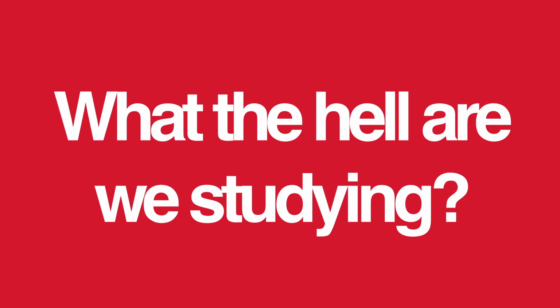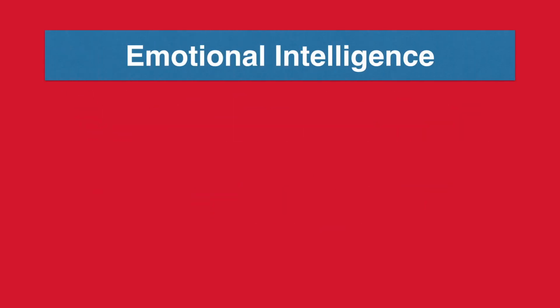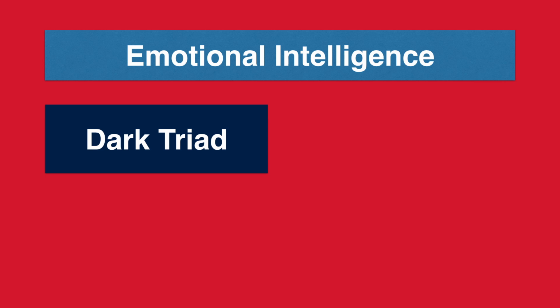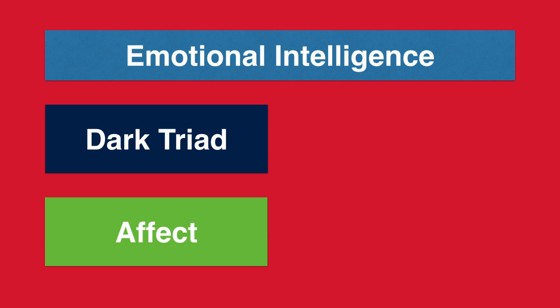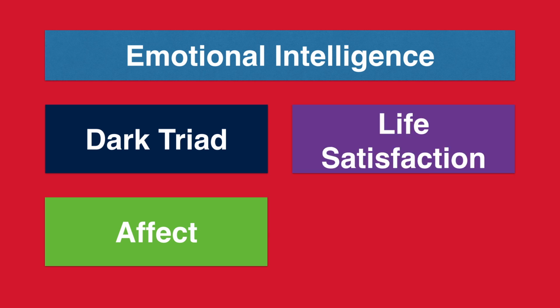And then we could ask, what the hell are we trying to study? Well, let's think about this. We can do emotional intelligence, and we can think about emotional intelligence in many ways. But we can also use these two variables, which actually are 4, because the dark triad is composed of 3. We can add affect here to see if it moderates, for example, emotional intelligence and some aspects of the dark triad.